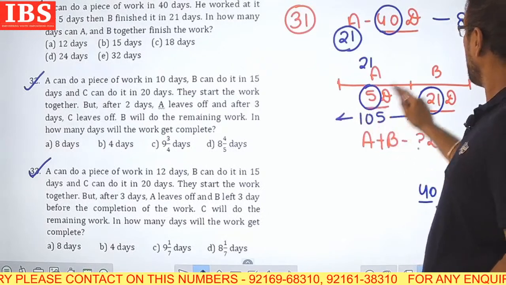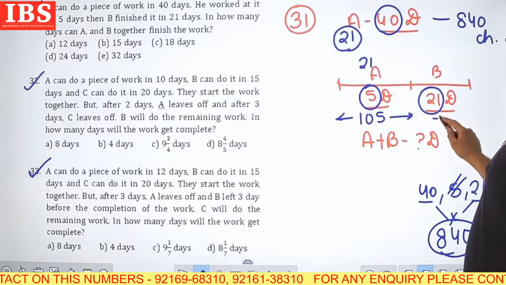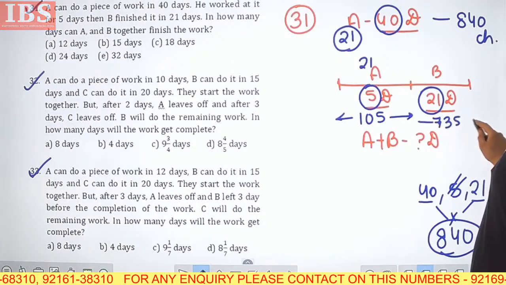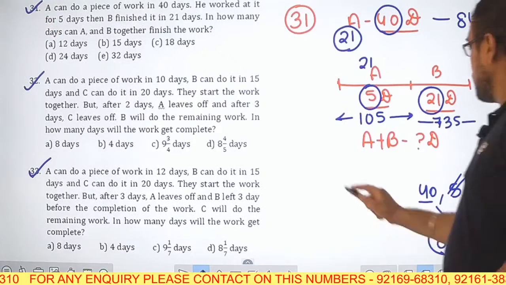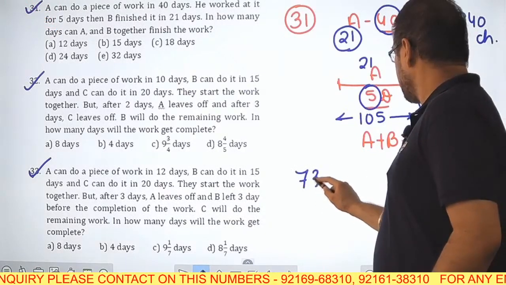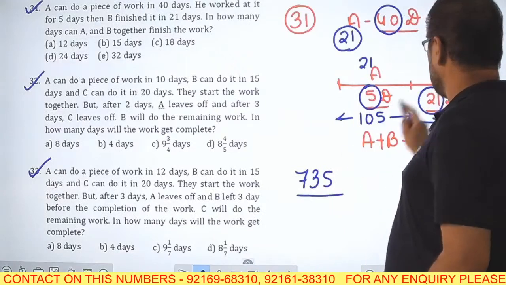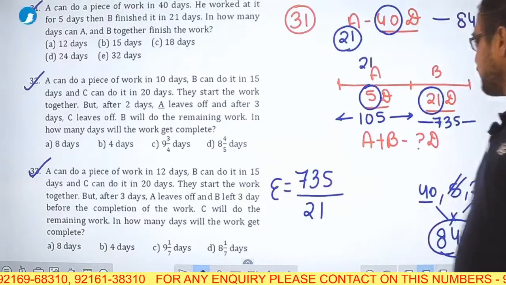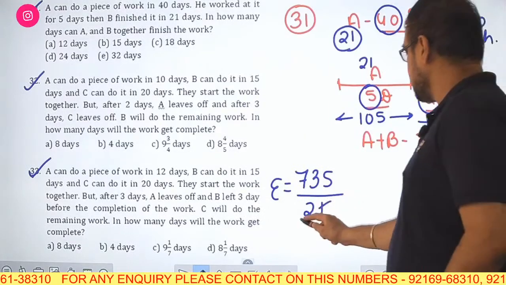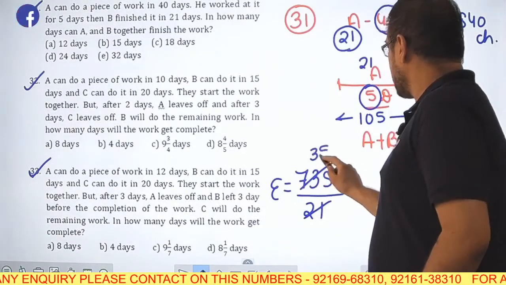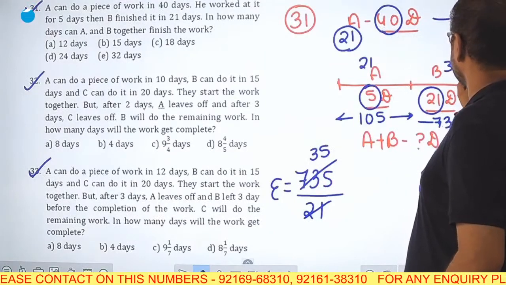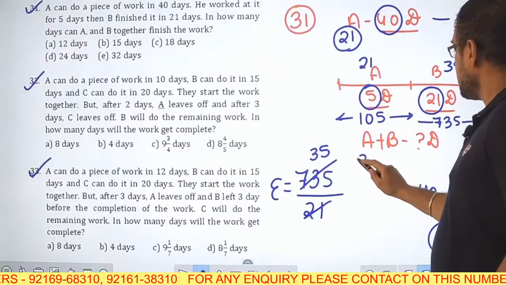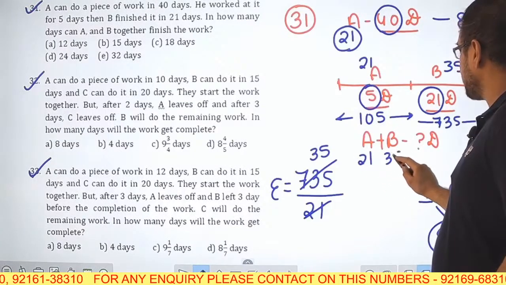Okay, out of 840, 105 is complete. So remaining will be 735 chairs. This is the work that is remaining. So 735 work is remaining and days is given as 21. So we'll calculate the efficiency of B, that is 735 total work divided by 21. 3s are 5s are. So efficiency of B is 35, A is 21 and B is 35.